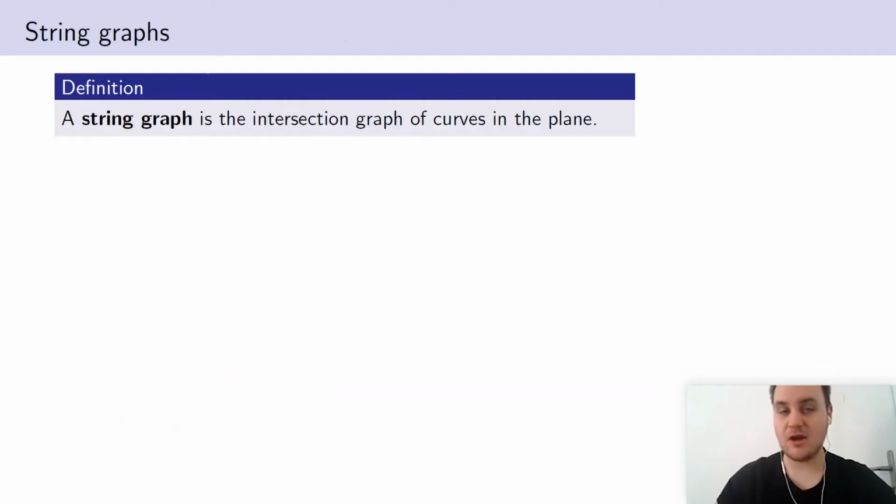Now, what we are going to be interested in this talk is a common generalization of these intersection graphs, which are called string graphs. So a string graph is just the intersection graph of curves in the plane. Again, a curve is just the image of a continuous function in the plane. So again, just a scribble.